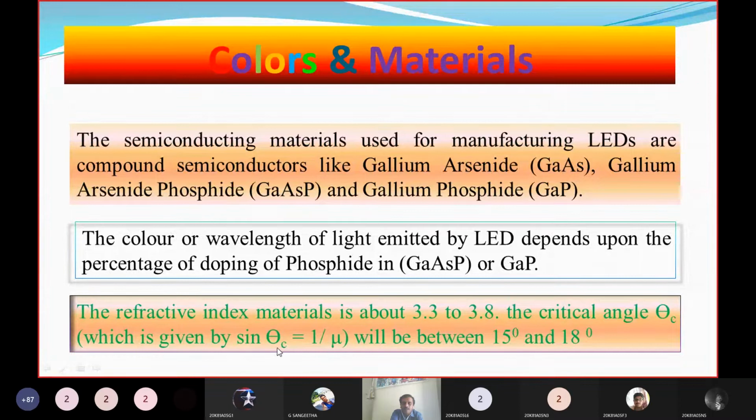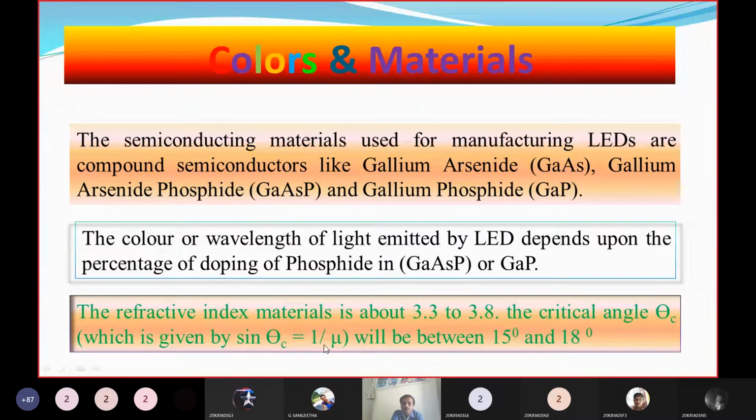Suppose you take gallium phosphide, its refractive index will be 3.3 and its critical angle is 15 degrees. And if you take gallium phosphide with refractive index 3.8, the critical angle is 18 degrees, because there is a relation between refractive index and critical angle. So sin theta c is equal to 1 by mu.